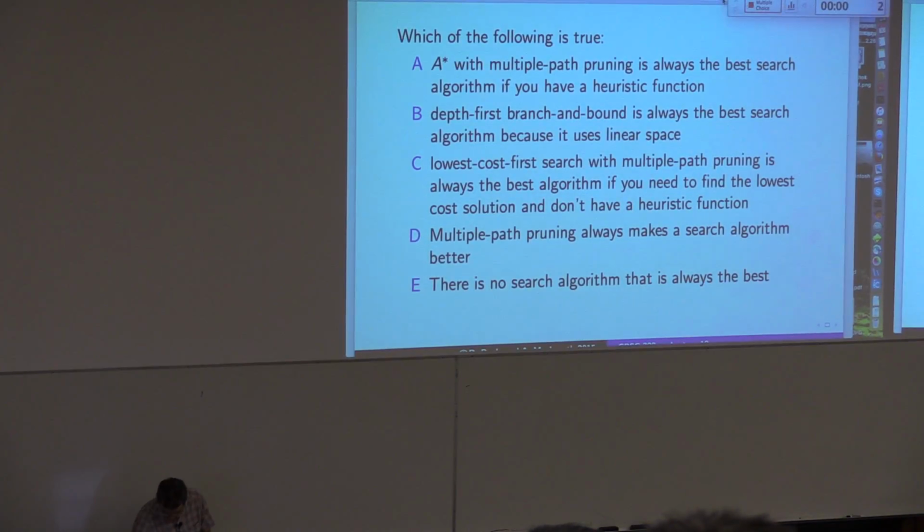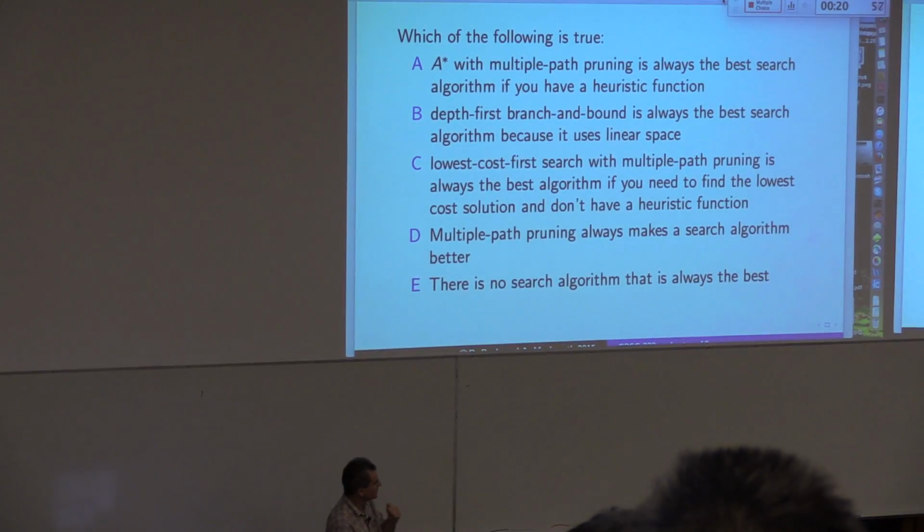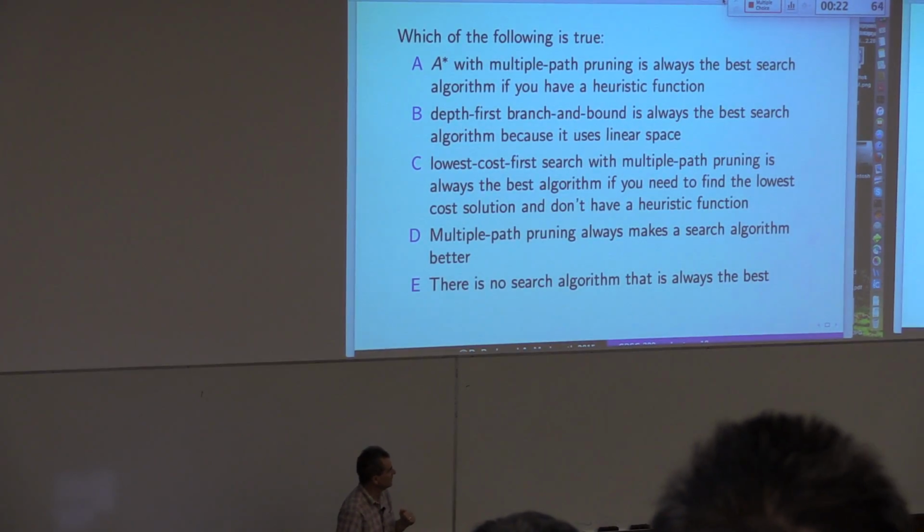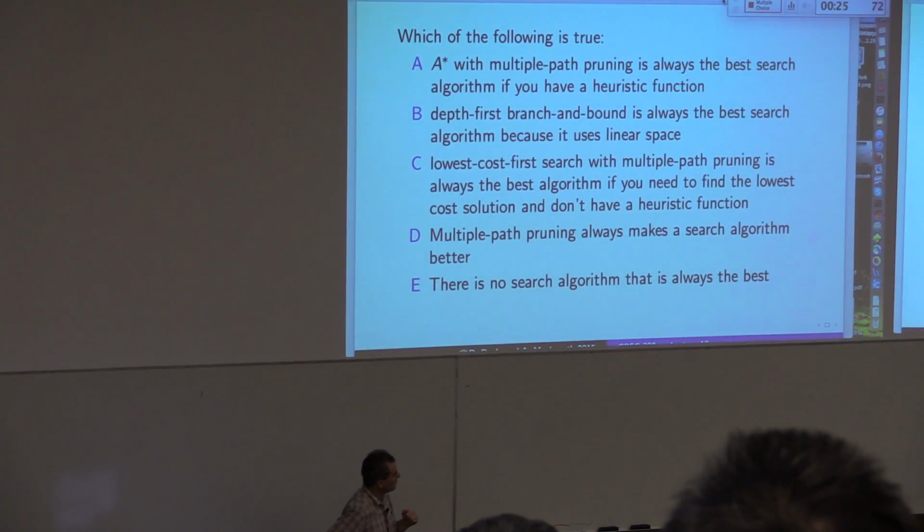Let's go here. So which of the following is true? A, A star with multiple path pruning is always the best algorithm if you have a heuristic function. B, depth first branch and bound is always the best search algorithm because it uses linear space. C, lowest cost first search with multiple path pruning is always the best algorithm if you need to find the lowest cost solution and don't have a heuristic function. D, multiple path pruning always makes a search algorithm better. Or E, there is no search algorithm that's always the best.